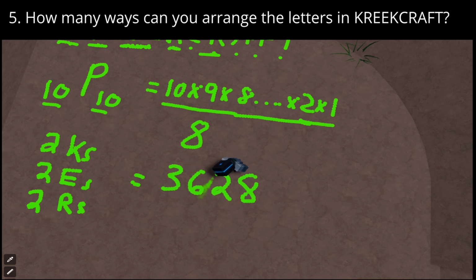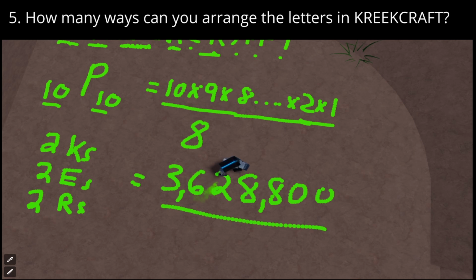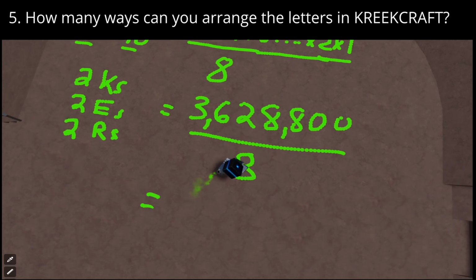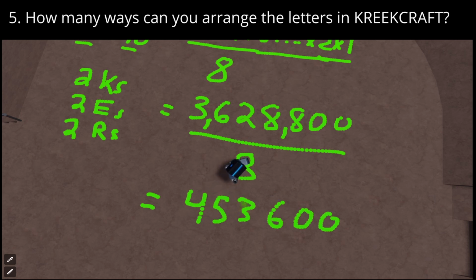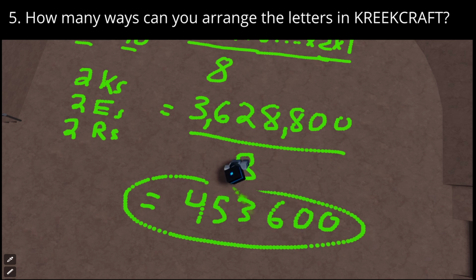3,628,800, I think I said the wrong number earlier. It's actually 3,628,800 divided by 8. And then if you do that math on a calculator, that's 453,600. So this means that there's this many ways to rearrange the letters in KreekCraft's name to get unique combinations.